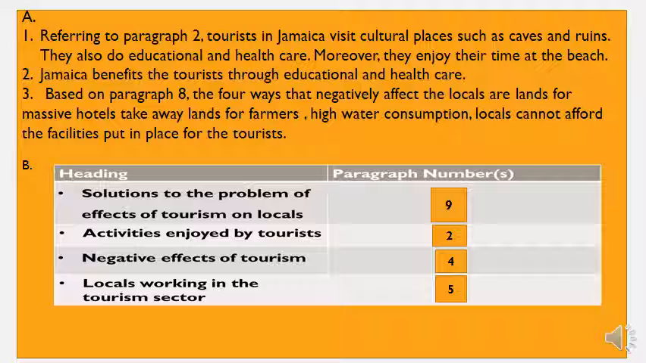Now, in which paragraph are the solutions to the problem of effects of tourism on locals mentioned? They are mentioned in paragraph 9. The activities enjoyed by tourists are mentioned in paragraph 2. Negative effects of tourism are mentioned in paragraph 4. And locals working in the tourism sector is the heading mentioned in paragraph 5.